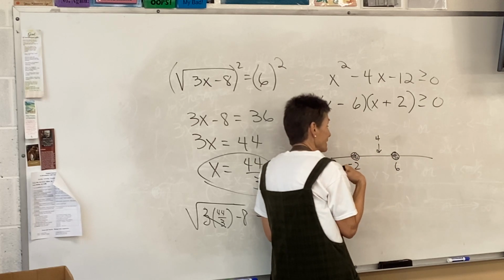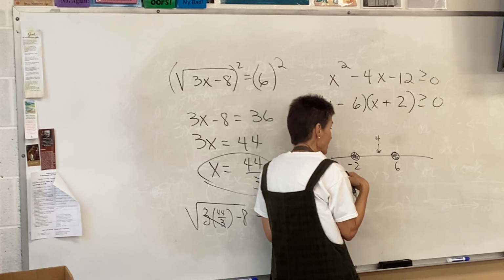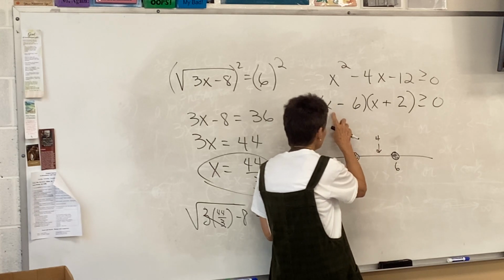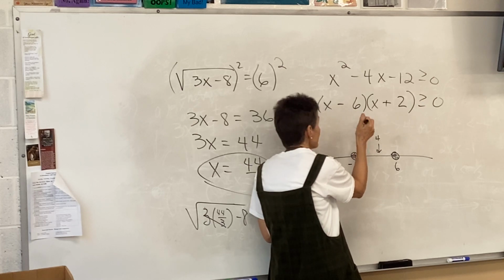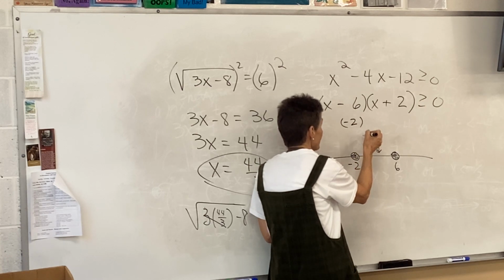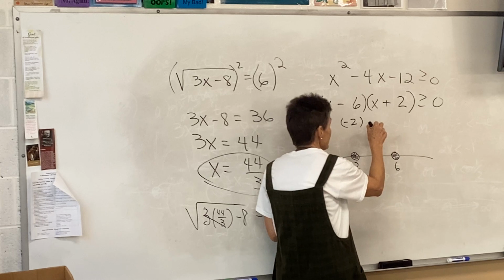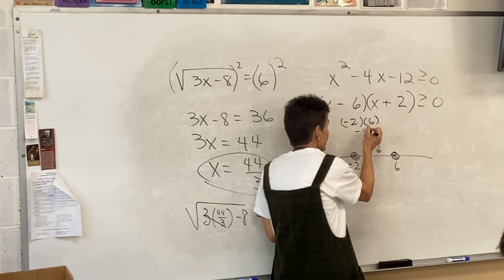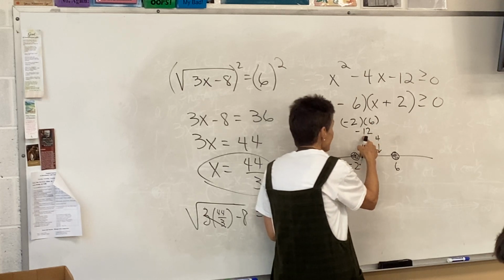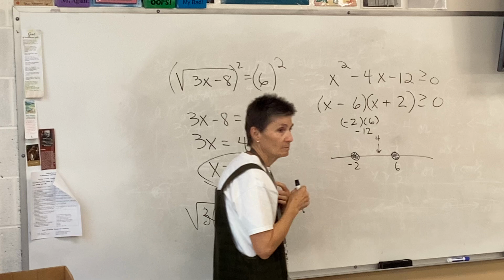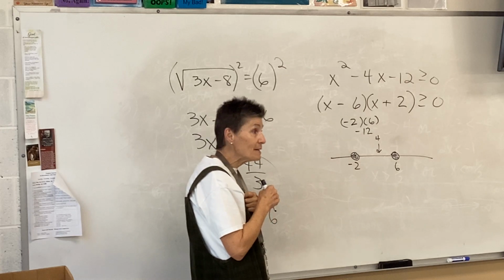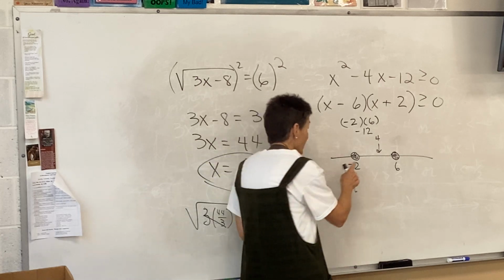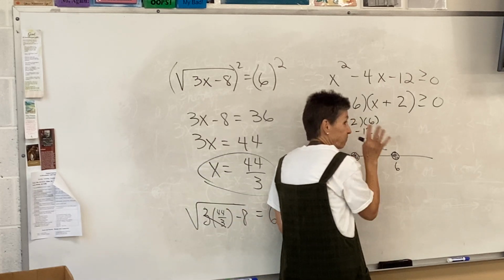So what I'm doing is I'm checking to see if I should shade here. So let's put 4 in. 4 minus 6 is negative 2. And 4 plus 2 is 6. And negative 2 times 6 is negative 12. Is negative 12 bigger than 0? No. So what does that mean? Don't shade it, right? It didn't work. It came out false.